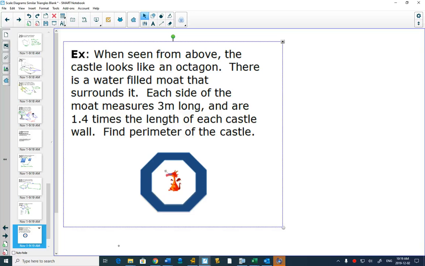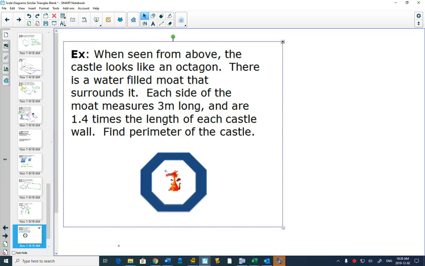Now, around the castle is a moat. Do you know what a moat is? It's like water filled around so that nobody can attack your castle easy. Right? Unless they have fighter jets, but that's not usually what happened when they built castles. So there's a moat of water around the castle, also makes an octagon. So now we have two shapes that are similar.